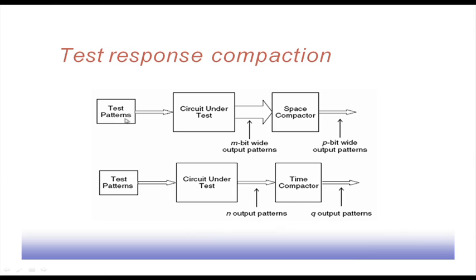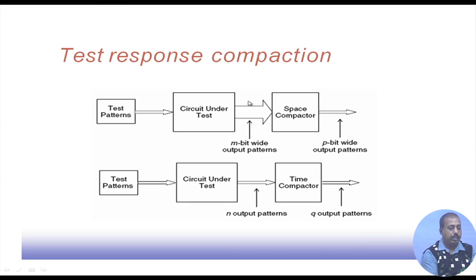Test response compaction: the overall diagram can be shown like this. The test patterns come from the ATE. There may be a decompressor here, which is not shown explicitly. After decompressing, the test patterns are applied to the circuit under test. Now, the circuit generates an m bit wide output pattern.